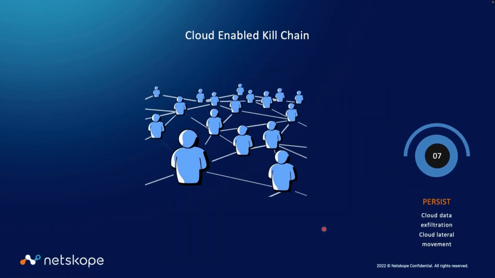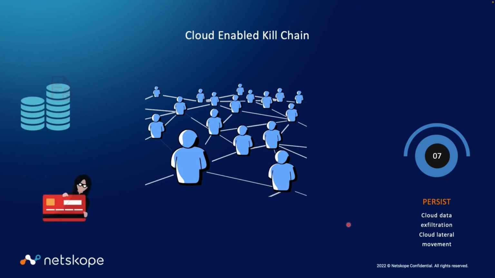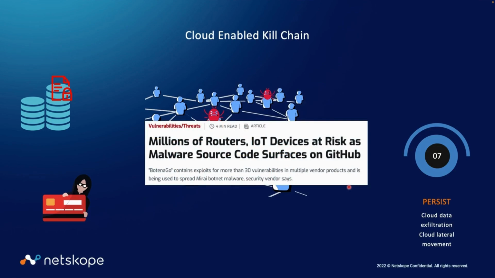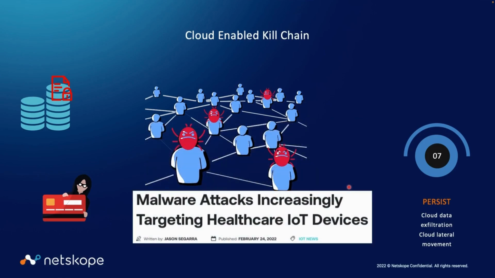Once the attacker accesses the cloud service directly or via a compromised endpoint, they can steal data, encrypt it for ransom, or infect multiple endpoints to create a larger botnet network. There are a couple of examples we have seen in the past where Microsoft OneDrive was used for a major command and control type of attack campaign. IoT devices are being compromised every other day to create botnet networks, and even healthcare IoT devices are being attacked.